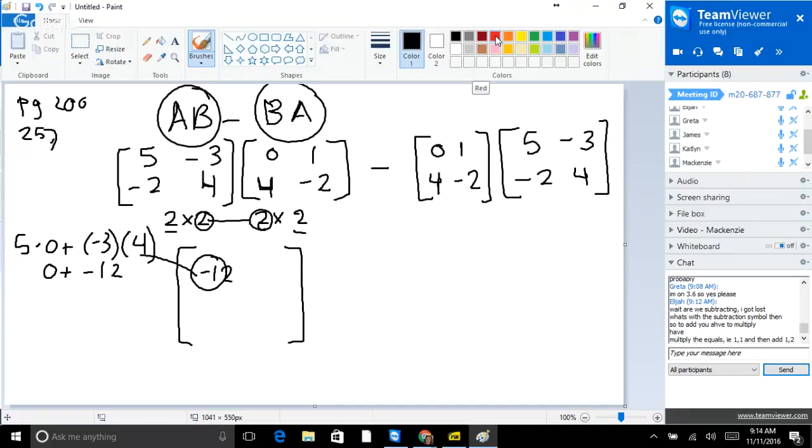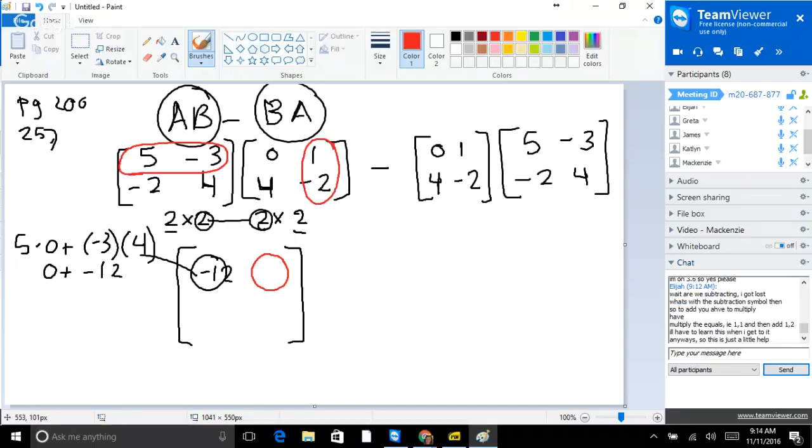Okay. Then to find the first row, second column, we multiply the first row times the second column. All right, I know you can do it, Elijah. So we're going to do 5 times 1 plus -3 times -2. 5 times 1 is 5, plus -3 times -2 is +6, so we get 11.